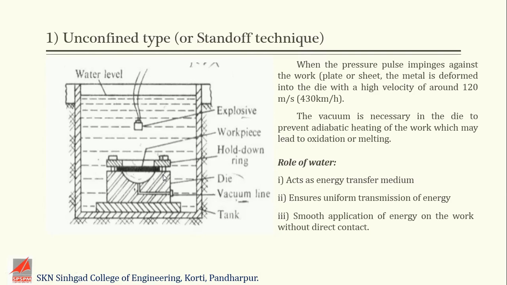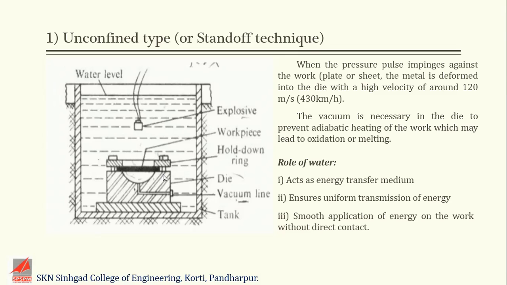Now when the pressure pulse strikes against the work plate or the sheet, the metal is deformed into the die cavity with high velocity around 120 meter per second. Under that velocity, workpiece is going to deform. The vacuum is necessary in the die to prevent adiabatic heating. I told you, after explosion heat is created, and that heat must not go inside the workpiece or the die. Again, it must not evaporate the water also. That's why we have to maintain the vacuum inside the working chamber, otherwise it may lead to oxidation or melting of the workpiece, so we have to avoid it.